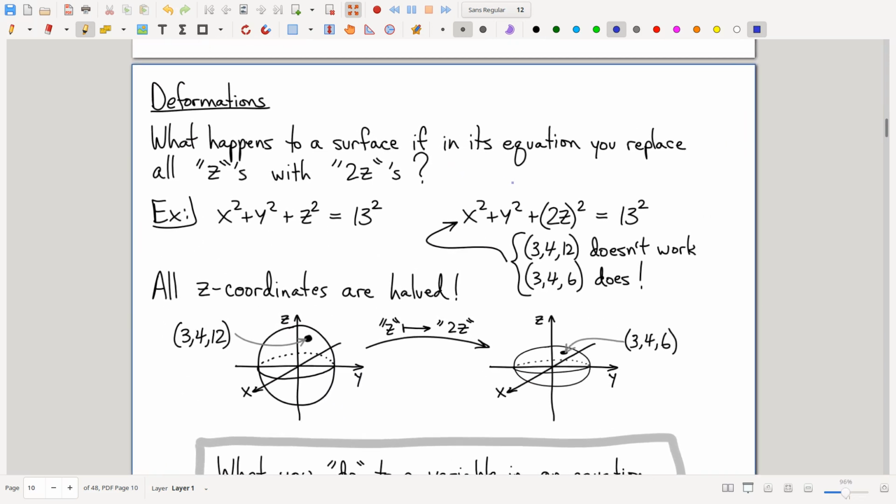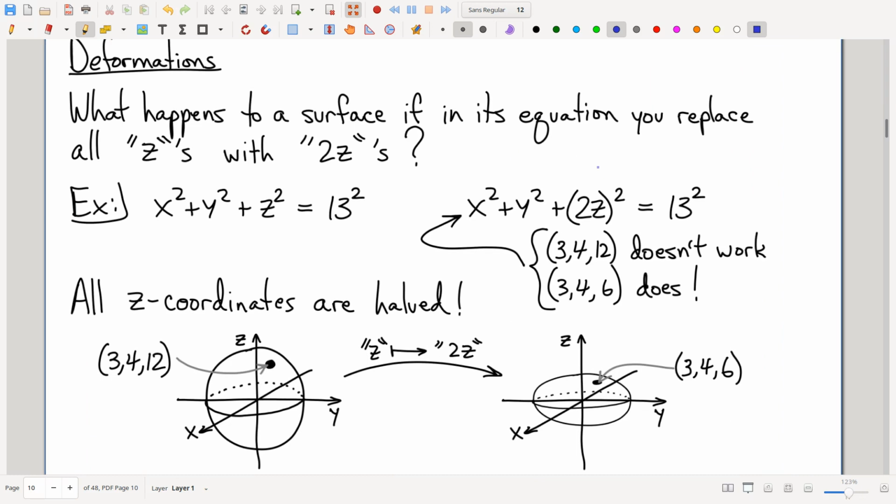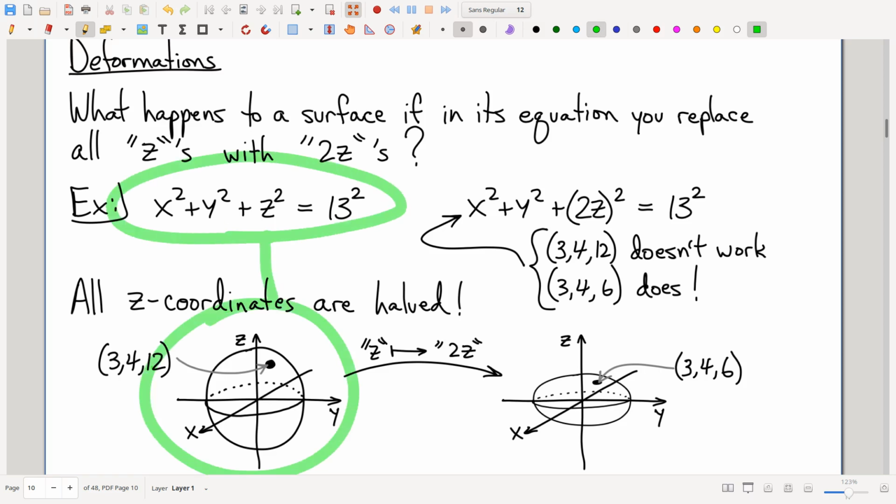Okay, so the next tool that I have for you is what I'm calling deformations. It's just a clever observation about what happens when you tweak an equation a little bit. And let's start with this equation right here. It's an easy one. It's a sphere. You could write down the spherical equation for this. This would just be rho equals 13. No big deal. That's a sphere centered at the origin.